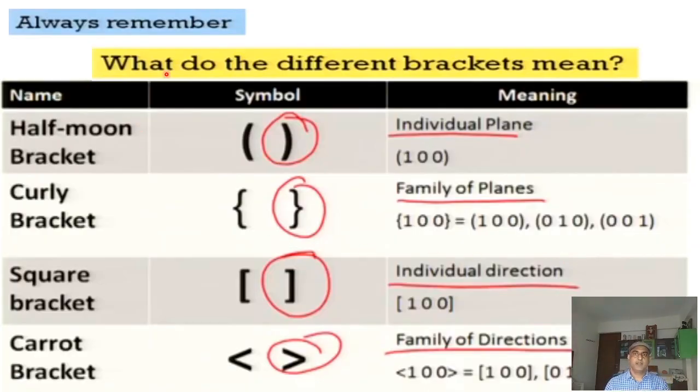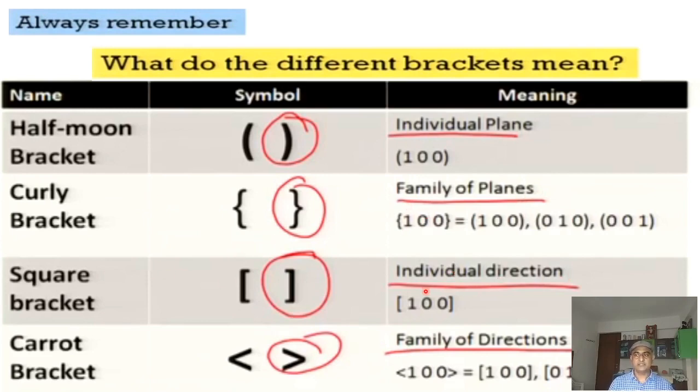So always remember, what do the different brackets mean? This is very important. The half moon bracket, the parenthesis, is the symbol for an individual plane, for example (100). When there is a curly bracket, it denotes the family of planes. One example is {100}, which covers 100, 010, 001. All of these are represented by one family, and when written in curly brackets, it means a family of planes.